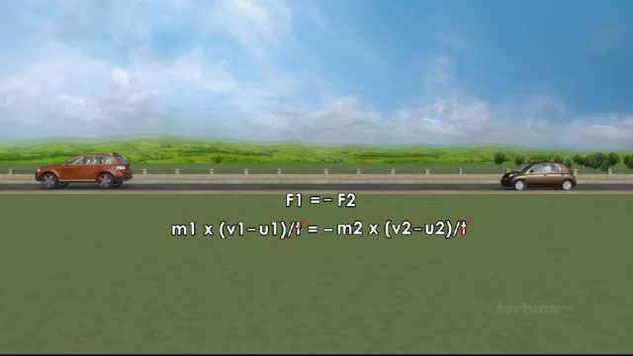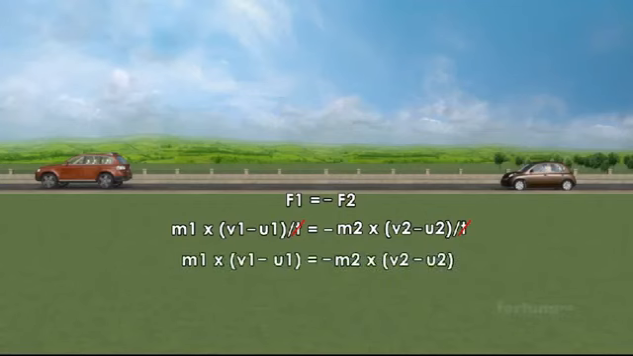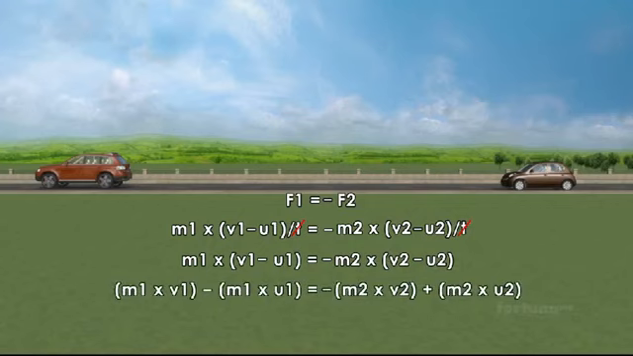We can cancel t, the common factor of time, in the equation. m1 into (v1 minus u1) is equal to minus m2 into (v2 minus u2). The equation can then be simplified: m1 v1 minus m1 u1 is equal to minus m2 v2 plus m2 u2.